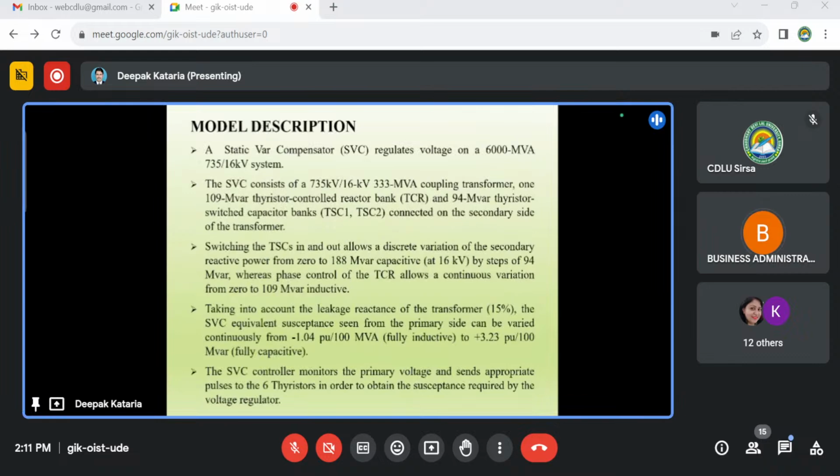In MATLAB modeling, I have taken a 735/16 kV system of 6000 MVA. The SVC consists of a 735 kV/16 kV, 333 MVA coupling transformer, one 109 MVA thyristor controlled reactor, and two 94 MVA thyristor switched capacitors, TSC1 and TSC2.